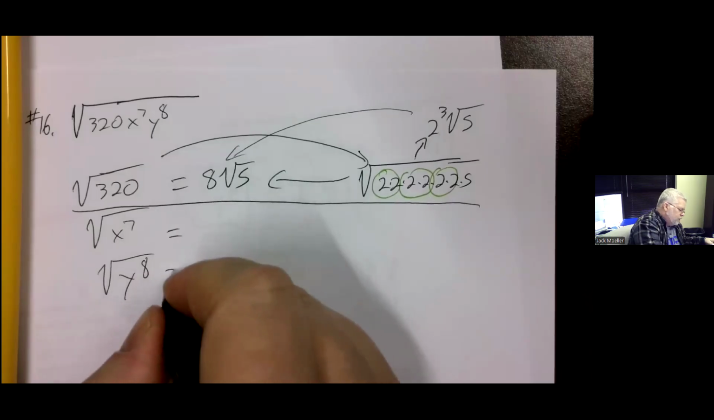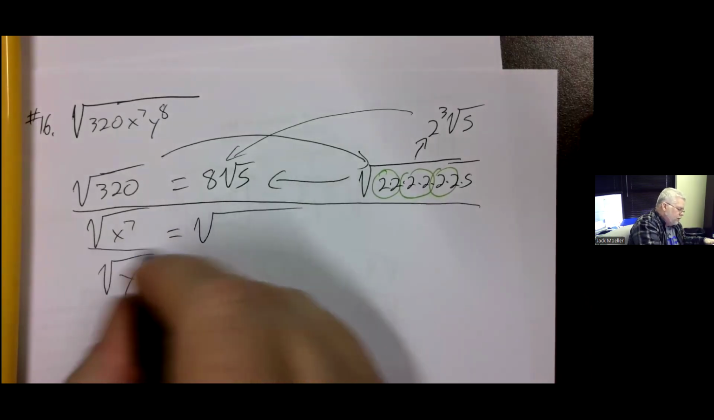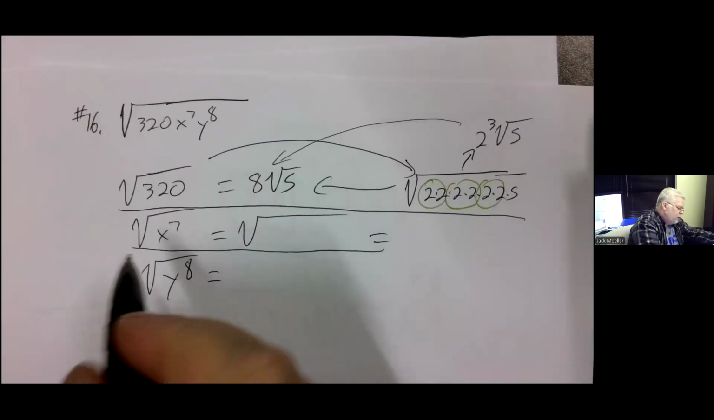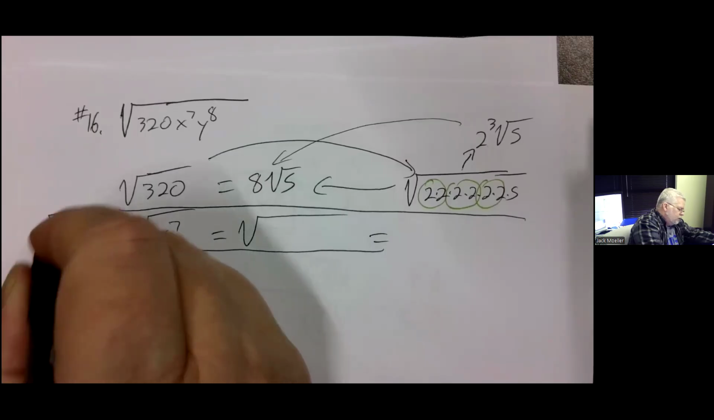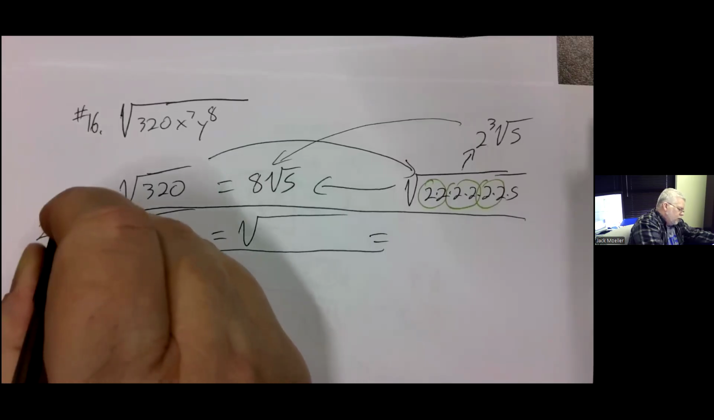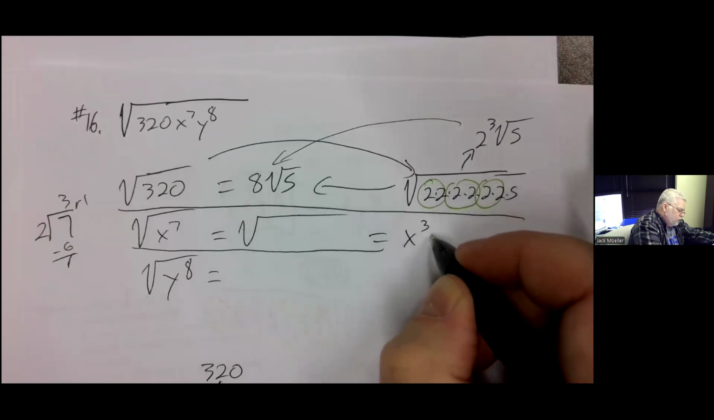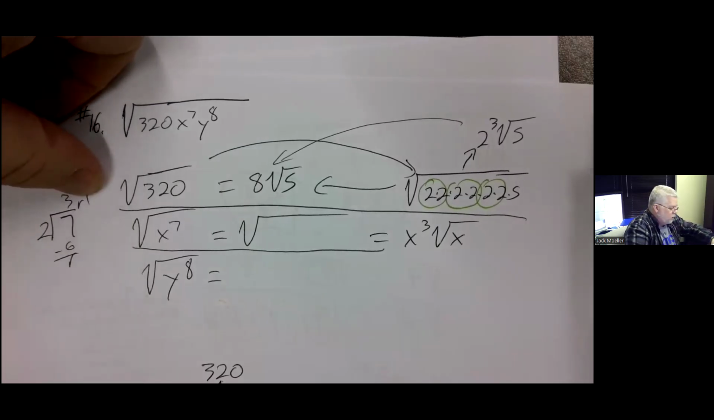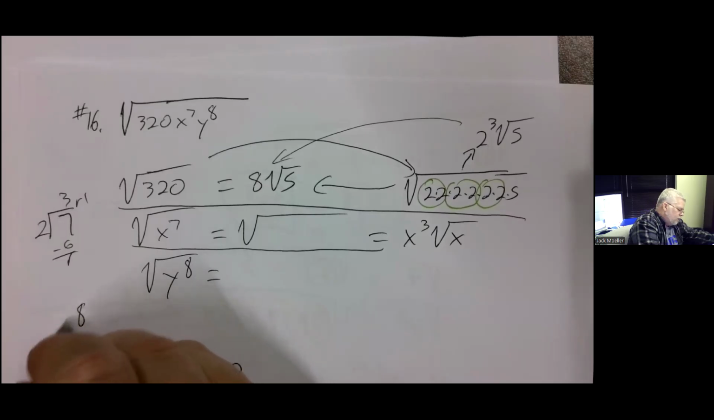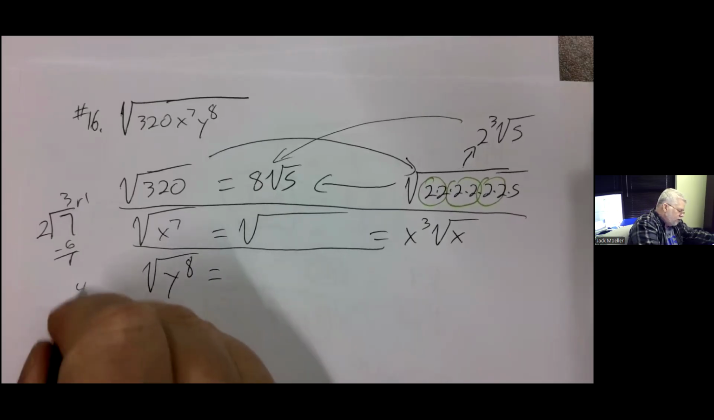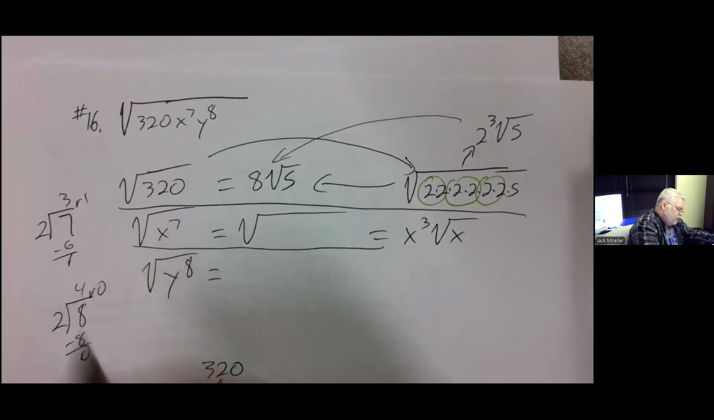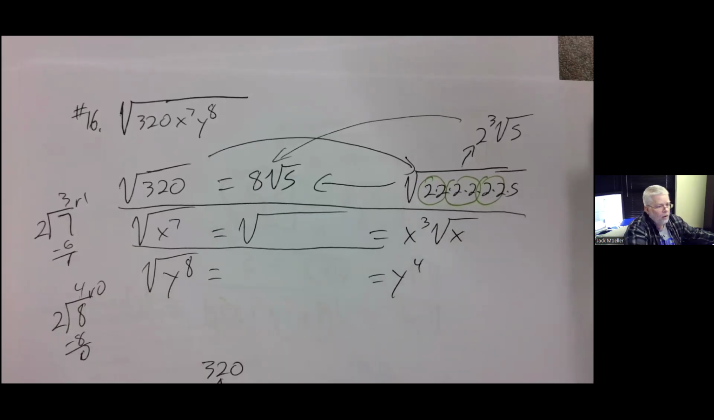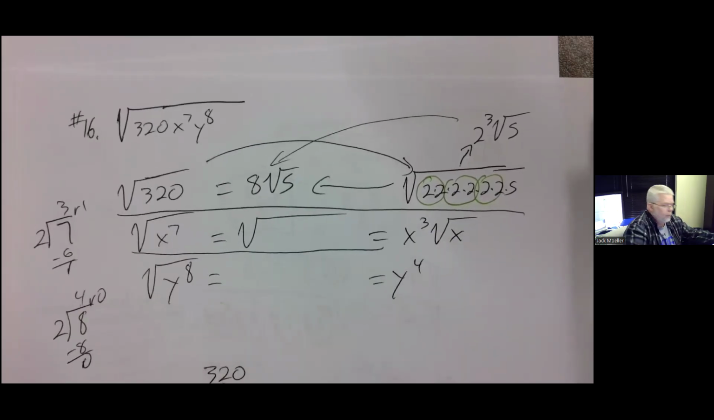Okay, then we got the square root of x to the 7th and y to the 8th. You can do grouping method if you want. At this point, I'm doing the division method. 7 divided by 2 is 3, remainder 1. That's going to be x cubed times square root of x. We got 3 on the outside, 1 on the inside. For y to the 8th, 8 divided by 2 is 4 with no remainder. I'm going to have y to the 4th on the outside, and then no y's on the inside. Or again, you can do your grouping method and look for pairs because we're dealing with square roots.